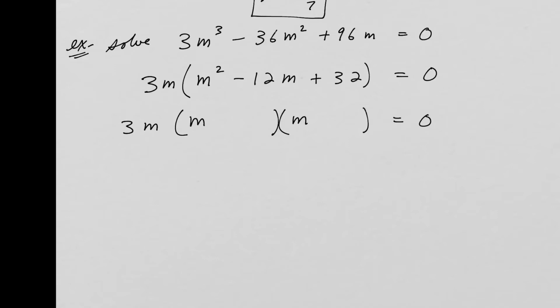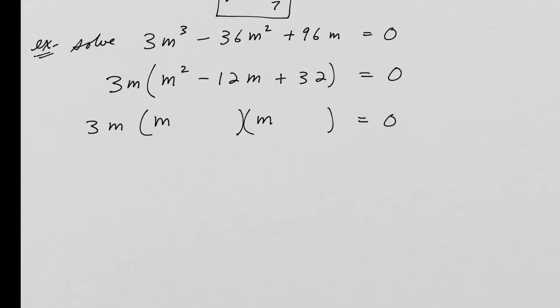And then I want to think of two things that when multiplied will give me 32 and added will give me negative 12. Well, again, if you think about this a little bit, it looks like negative 8 times negative 4, right? That'll be positive 32. If I add them, I get negative 12. So this is going to be negative 8 and negative 4.